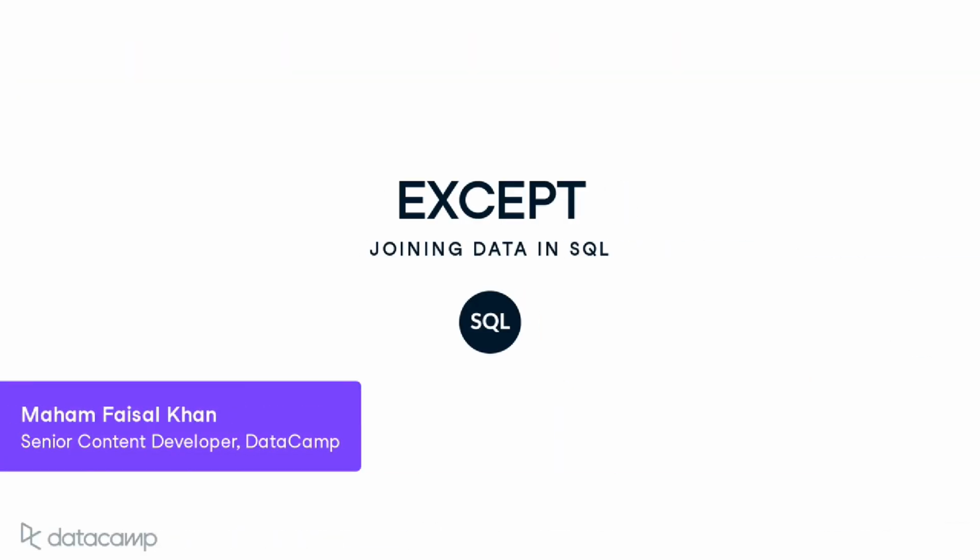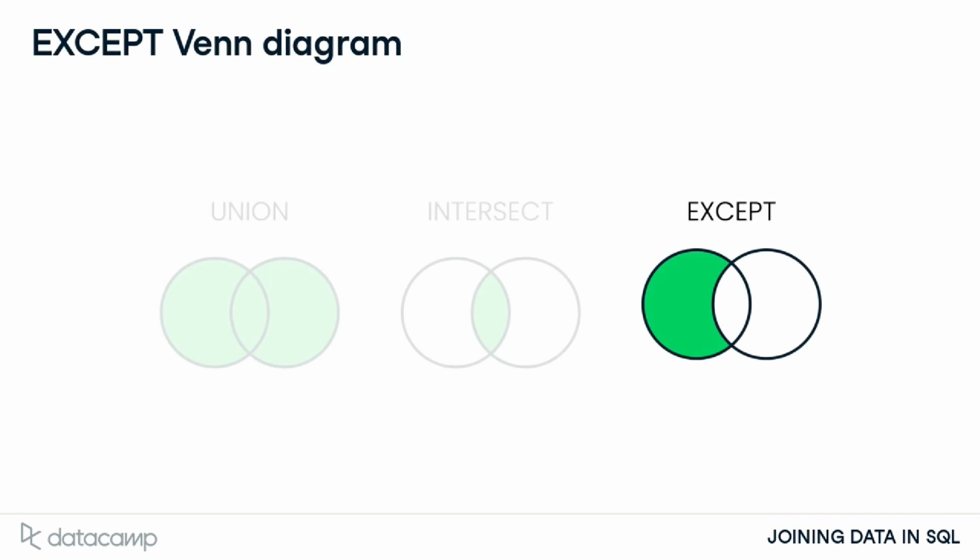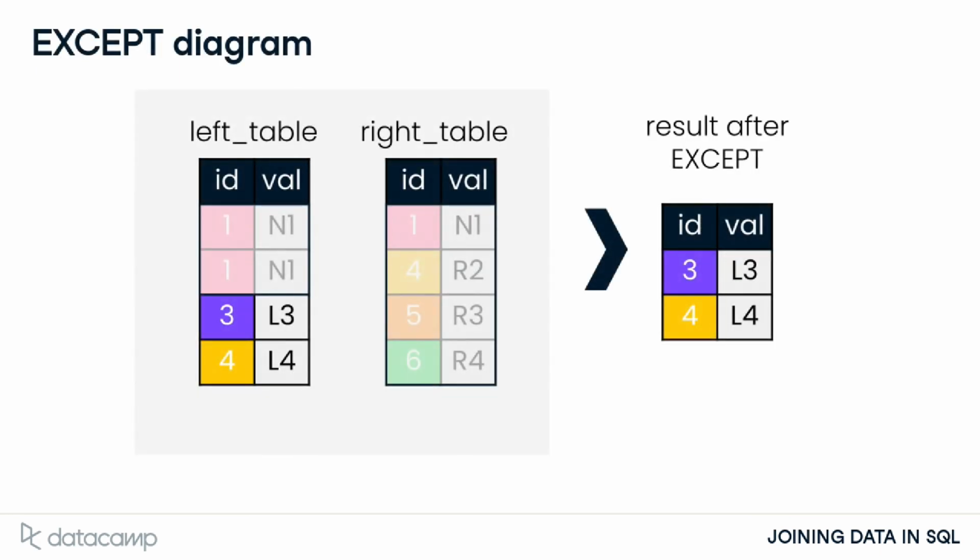We are now at the last of our set operations in this course. Except allows us to identify the records that are present in one table but not the other. More specifically, it retains only records from the left table that are not present in the right table. The diagram shown illustrates the workings of the except operation. All records that are not of interest to the except operation are faded out. Only the last 2 records of the left table are returned.